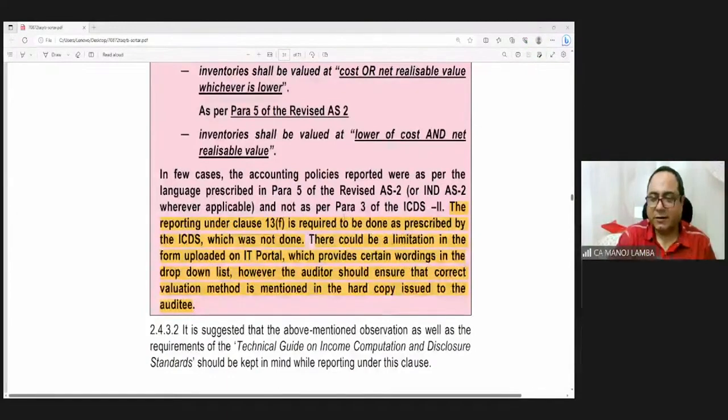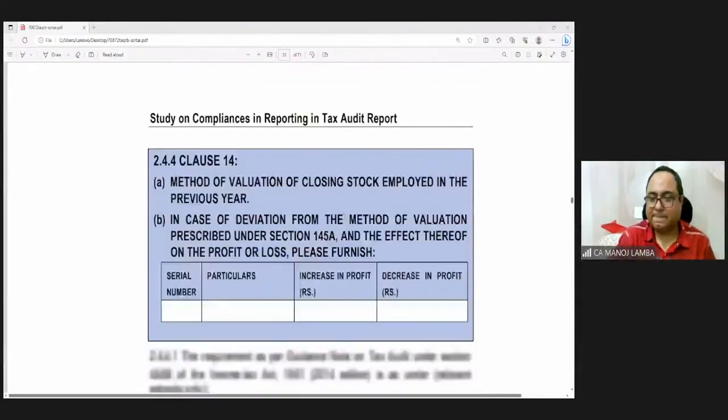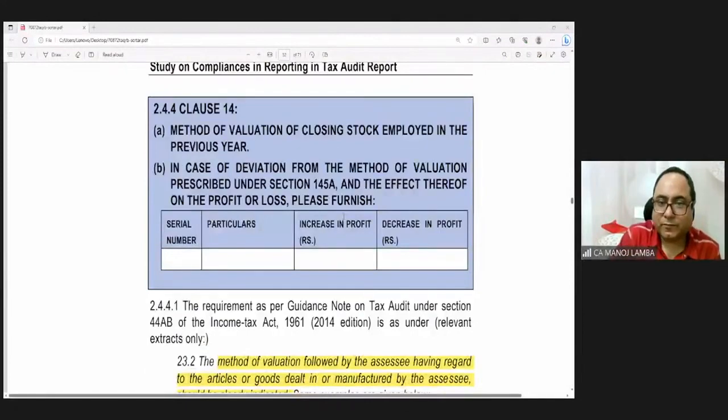Moving further. Clause 40. Method of valuation of closing stock employed in the previous year, or in case of deviation from method of valuation prescribed under section 145A, the effect thereof on profit and loss account, please furnish. This is again the most ignored clause. We never take care of section 145A. I very boldly state that many members are not taking care of that 145A and the method of valuation of closing stock employed in the previous year.